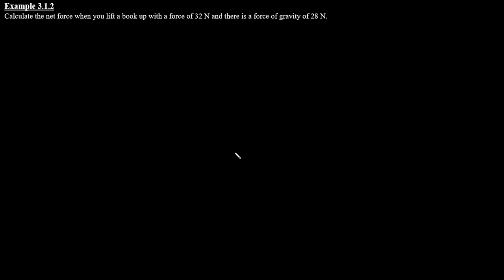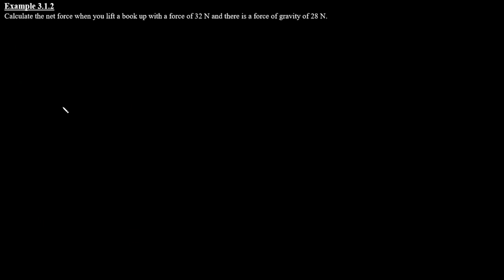Alright, now that we've taken a look at free body diagrams, let's take a look at calculating the net force acting on an object. Really simply, example 3.1.2 says: calculate the net force when you lift a book up with a force of 32 newtons and there's a force of gravity of 28 newtons.